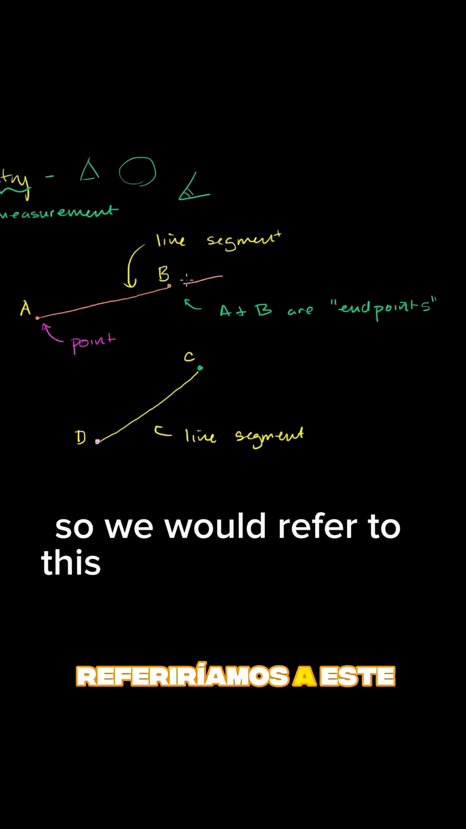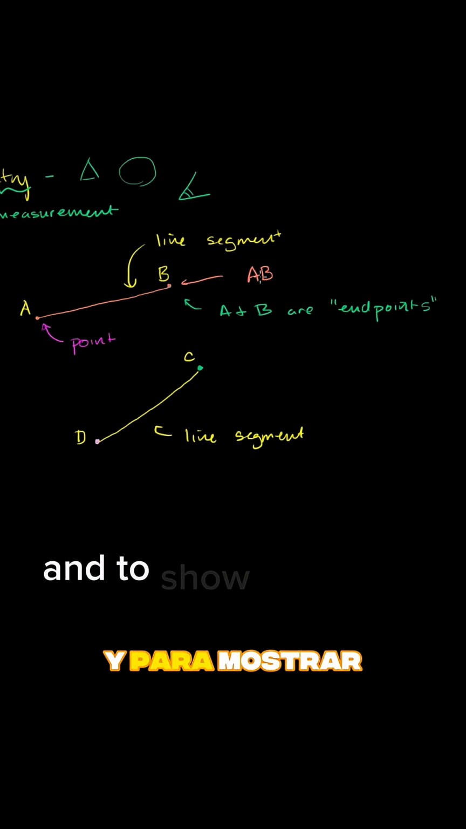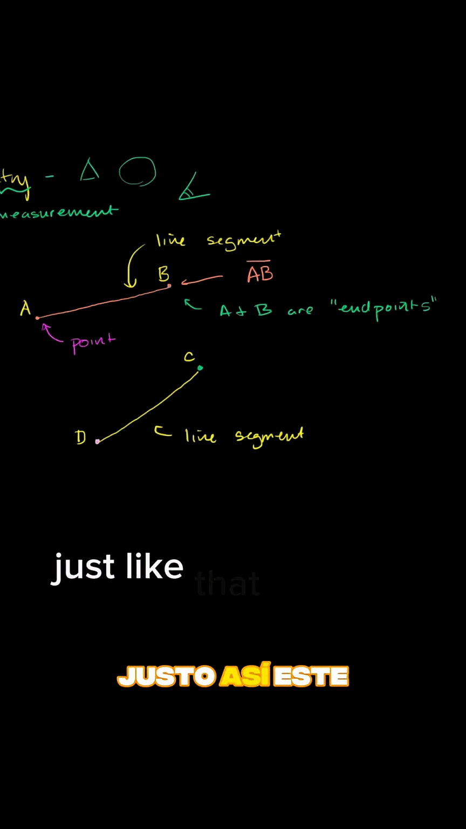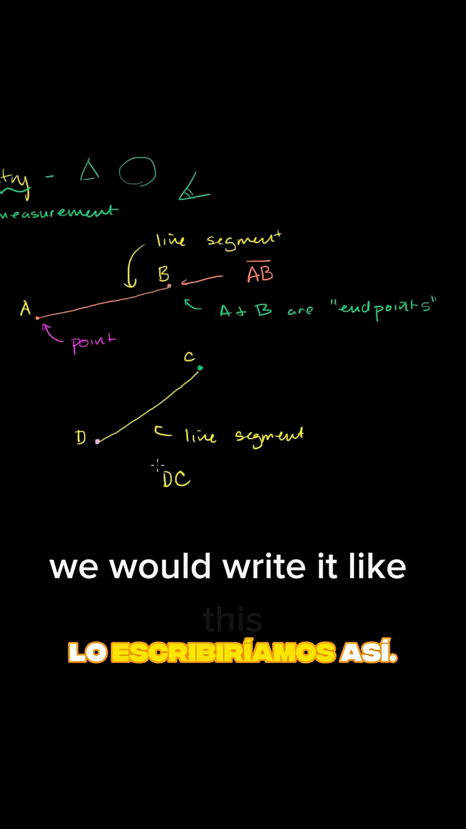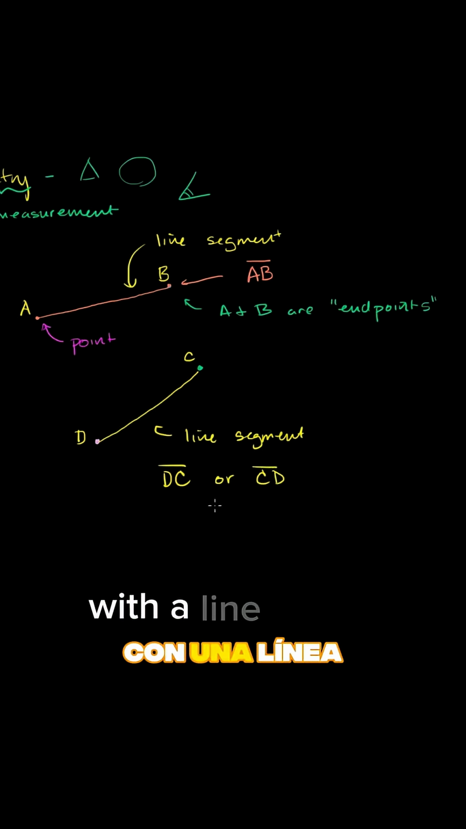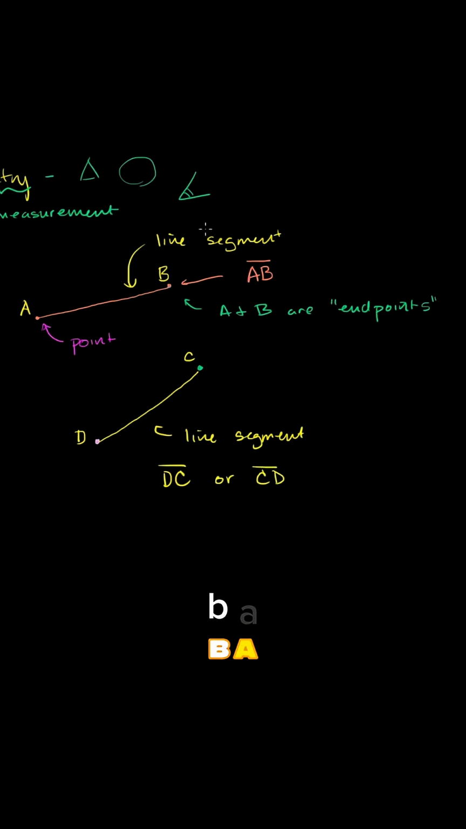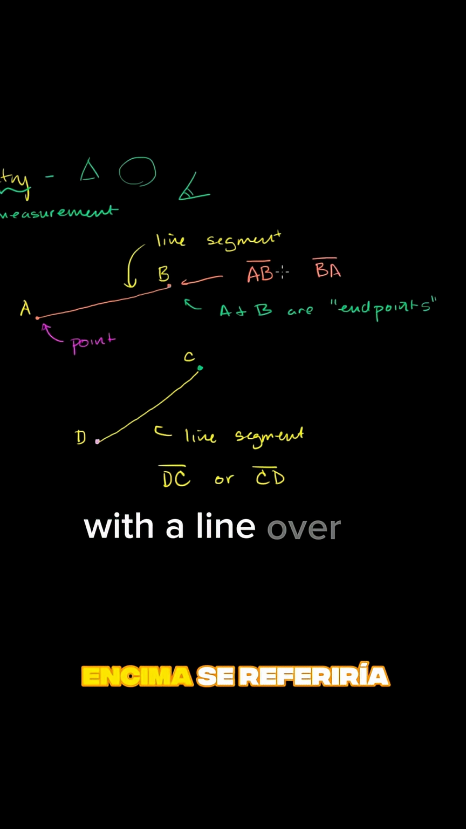So we would refer to this line segment over here. We would put its endpoints there, and to show that it's a line segment, we would draw a line over it just like that. This line segment down here, we would write it like this. And we could have just as easily written it like this. CD with a line over it would have referred to that same line segment. BA with a line over it would refer to that same line segment.